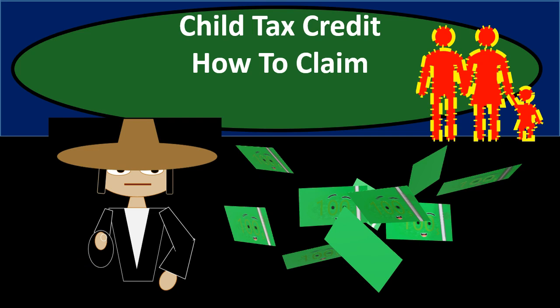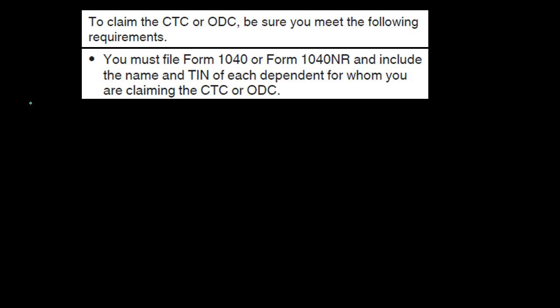In this presentation, we will talk about how to claim the child tax credit. This information can be found in publication 972, which will be in your resources. To claim the CTC child tax credit or the ODC other dependent credit, be sure to meet the following requirements. These are going to be the requirements back to the text. You must file the Form 1040 or Form 1040-NR and include the name and TIN, tax identification number, of each dependent for whom you are claiming the CTC, child tax credit, or ODC, other dependent credit.